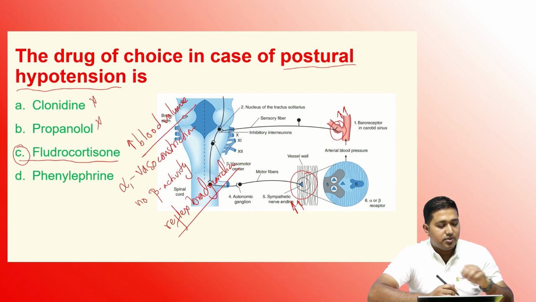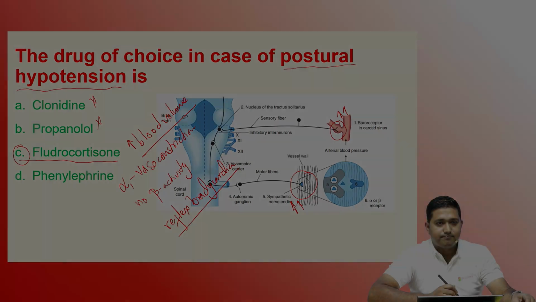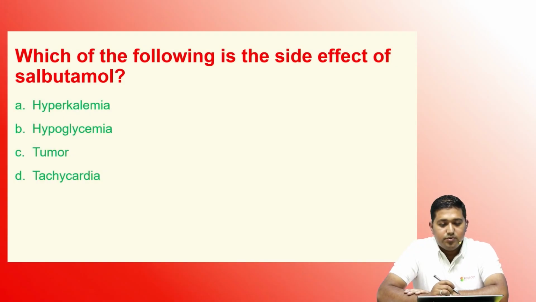Now let's move towards the next question. Which of the following is the most common side effect of salbutamol? The options are hyperkalemia, hypoglycemia, tremor, and tachycardia. Let's deal with this question.